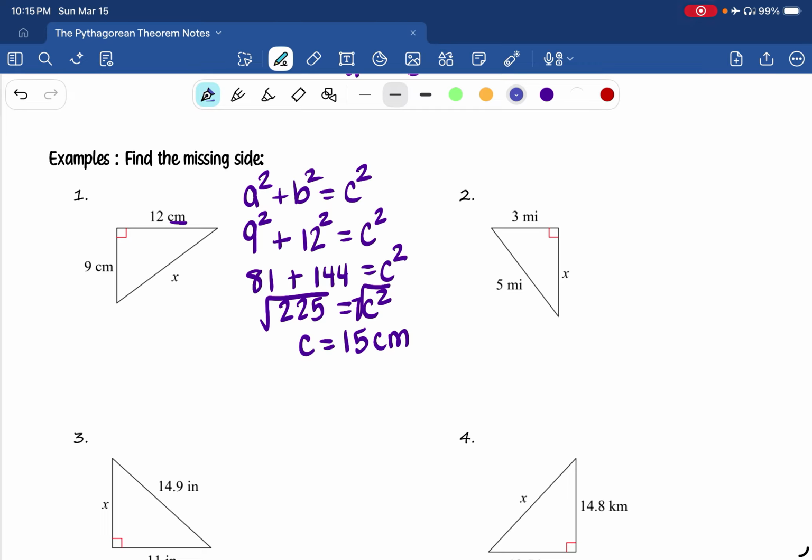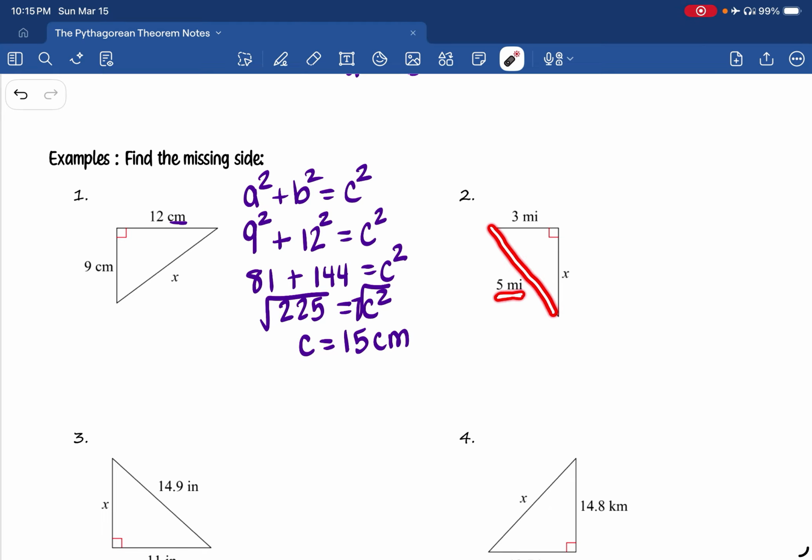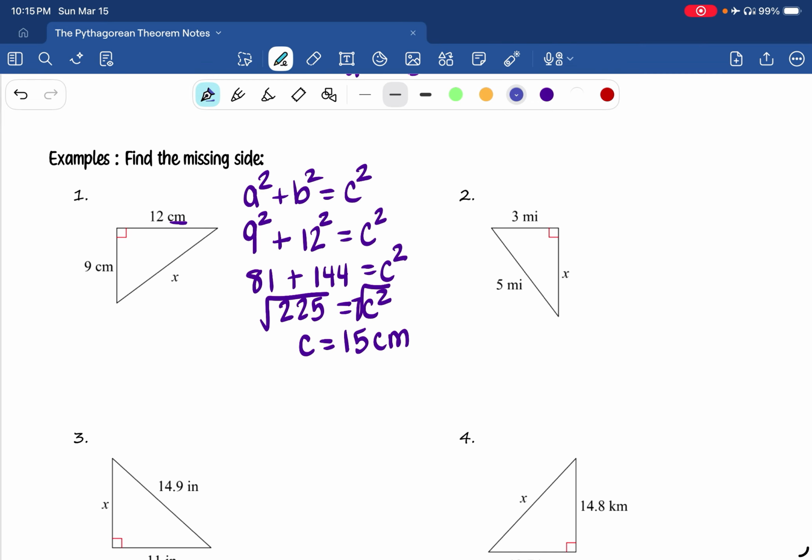All right, so let's look at number 2. So if we notice with number 2, X is over here, and this side touches that right angle right there. So this is one of the legs. The side across from that right angle measures 5, so 5 would be our C. So we would say in this case, as we plug into that Pythagorean theorem, A squared plus B squared equals C squared. A in this case can be either X or 3, and I'll use A as X. Just to write it first, X squared plus, and then I'll put in 3 for B, 3 squared equals C, which is our 5, 5 squared.